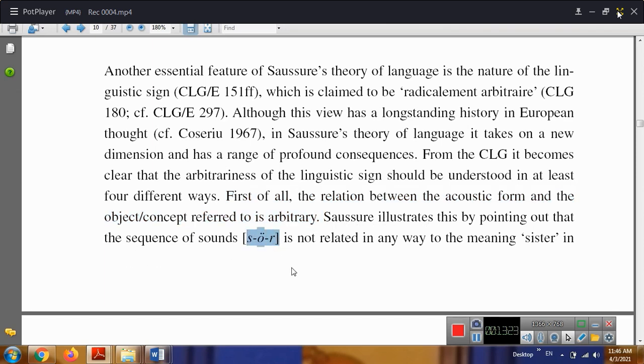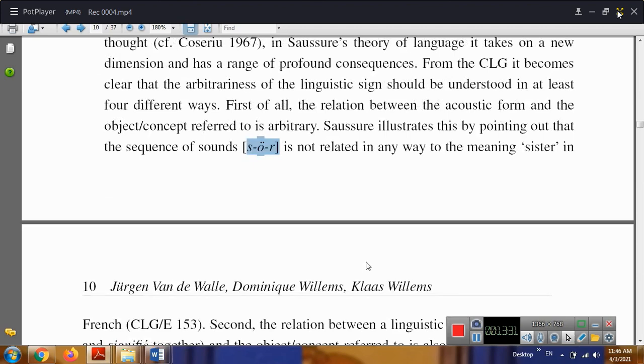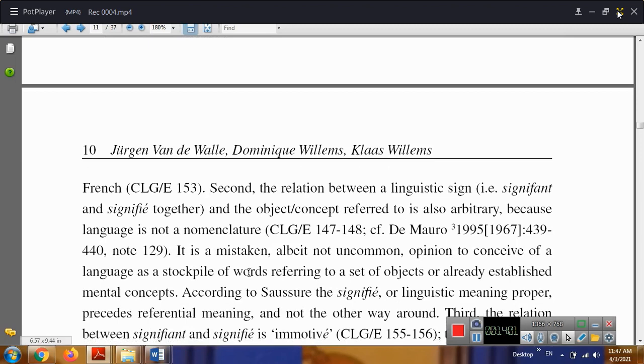Saussure illustrates this by pointing out that the sequence of sounds, sœur, is not related in any way to the meaning sister. It is arbitrary. For the first time, we create these sounds and we say that this sound means sister. Therefore, it is a convention which we created. Any other sound can refer to sister. But by convention, we said that this sound, sœur, can refer to the word sister in French.